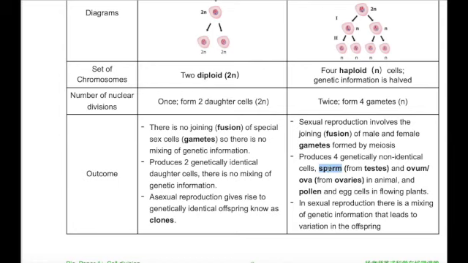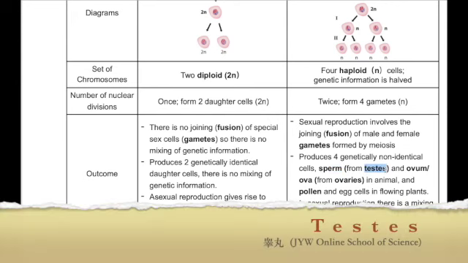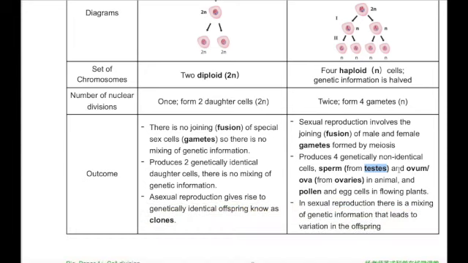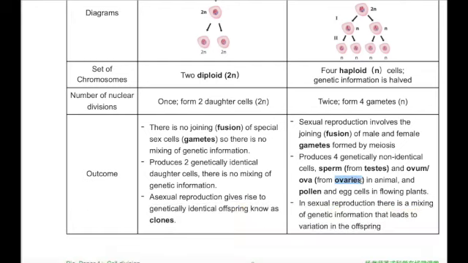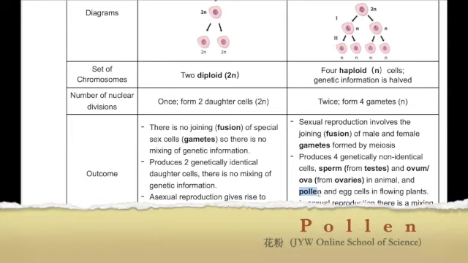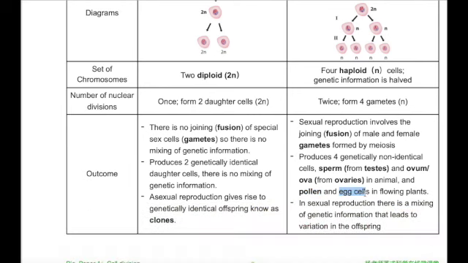Now, where are sperm cells made? They're made in the testes, a man's organ, and the female ova are made in the female's ovaries. The ovaries are on both sides of the human reproductive organs. With regard to plants, we call the male gamete pollen and the female gamete egg cells.